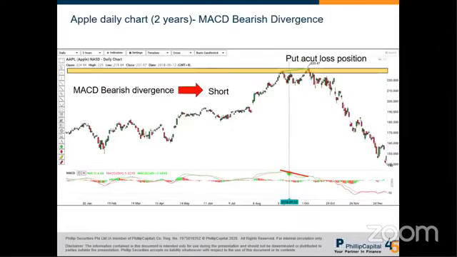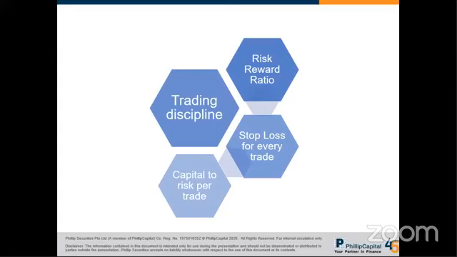So this one I think later we'll do more live charting. We'll cover more of these basic terms first, then we go to live chart, it'll be better. So one thing is that no matter what, trading discipline is one of the most important. To have trading discipline, we require 3 different factors. One is the risk reward ratio, stop loss for every trade, and also capital to risk per trade. So you add on some more explanation on this portion.